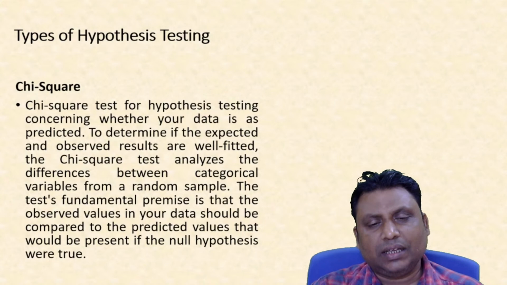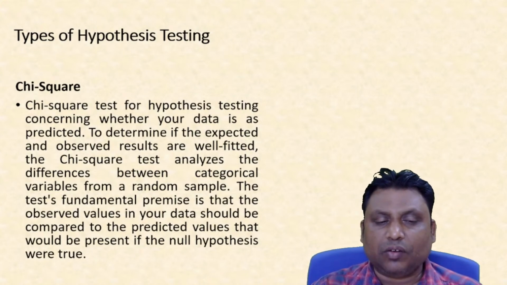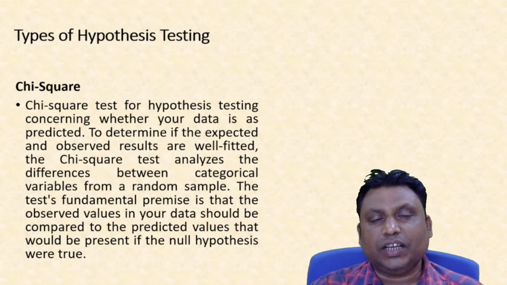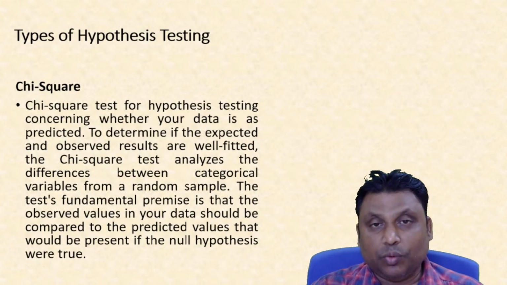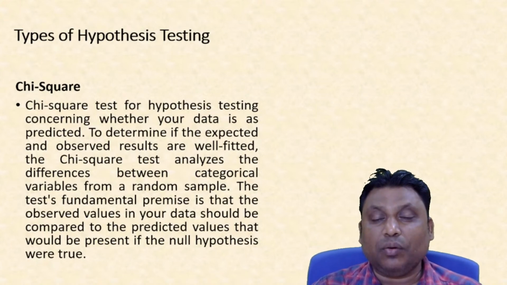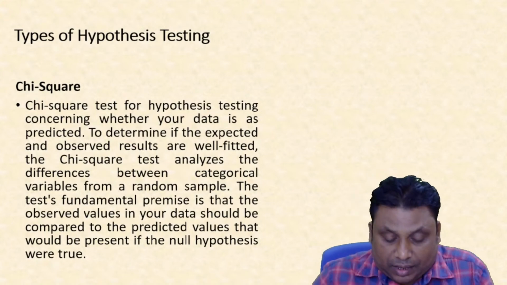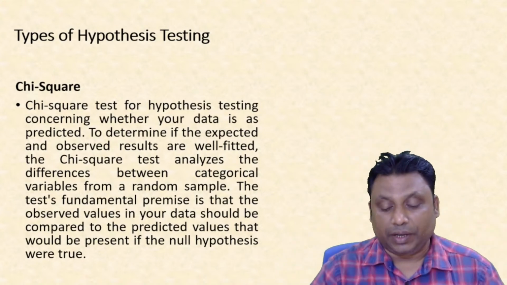The fundamental premise of the test is that the observed values in your data should be compared to the predicted values that would be present if the null hypothesis is true. In the statistical case, for some specific variable cases, we are using the chi-square test. That means when you are unable to find out the relationship between the variables.